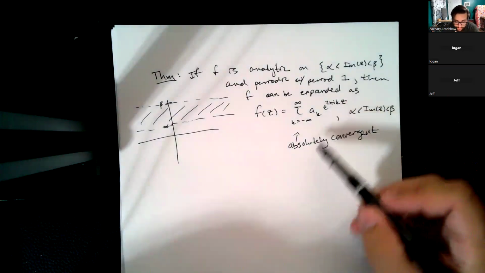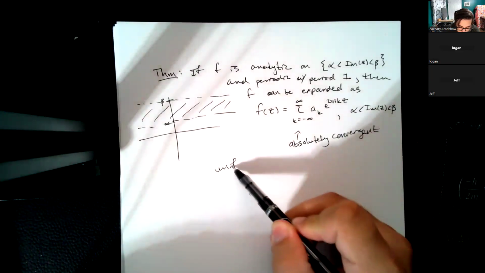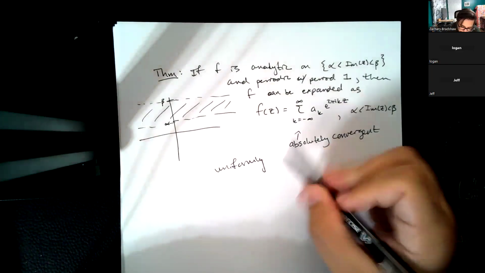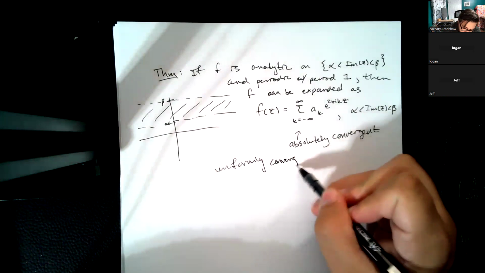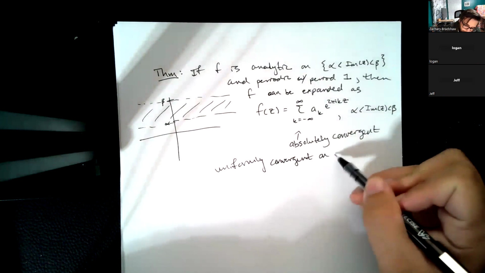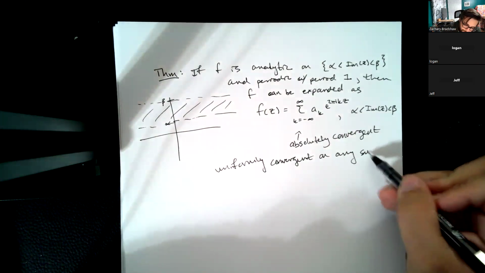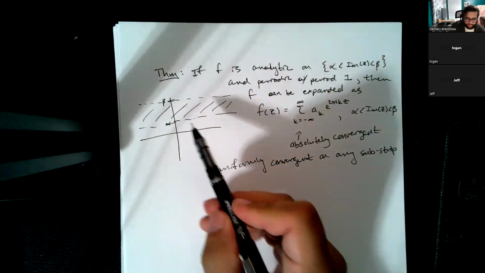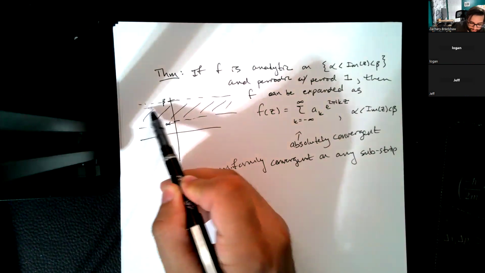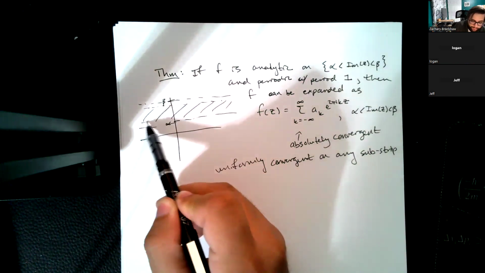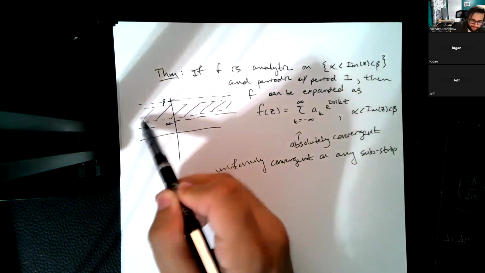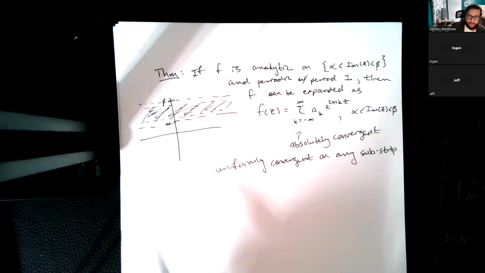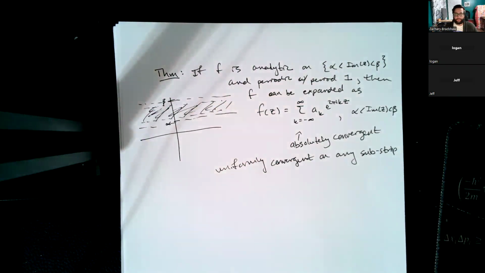And in fact, it's uniformly convergent on any substrip. So if I take a beta naught, which is maybe here, and an alpha naught, which is maybe here, then on that strip between those two lines, we have uniform convergence. Okay, so here's the proof.